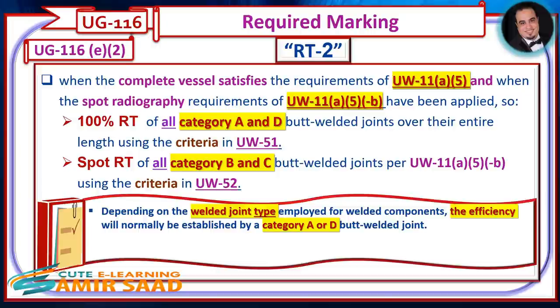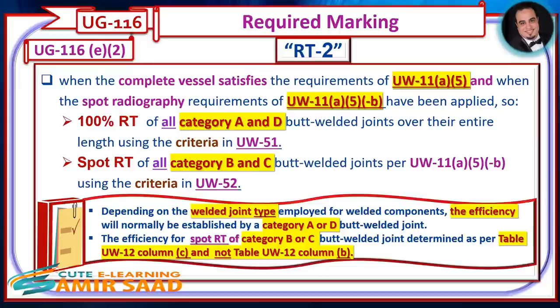Please note that, depending on the welded joint type employed for welded components, the efficiency will normally be established by a category A or D butt welded joint. The efficiency for spot RT of category B or C butt welded joint is determined as per table UW12 column C and not table UW12 column B.